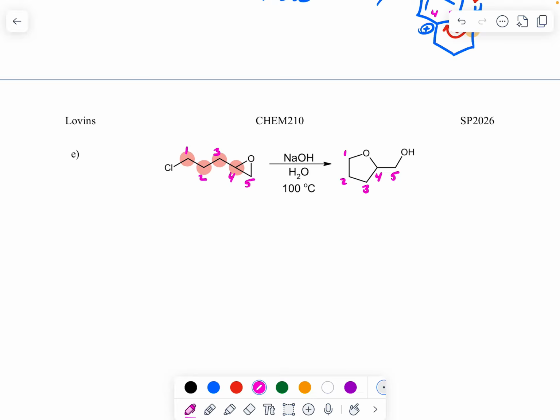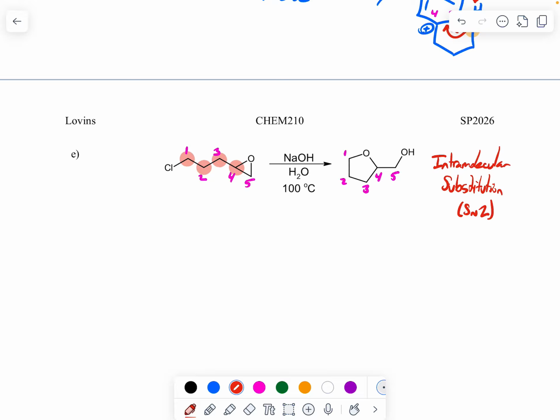So at the end of this reaction, carbon number 5 has a carbon-oxygen bond, and carbons number 1 and 4 are connected in between by an oxygen. Of course, in order for us to actually form this, since we have a primary alkyl chloride, this must be an intramolecular substitution that has to be an SN2.